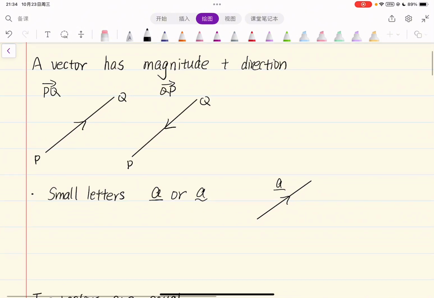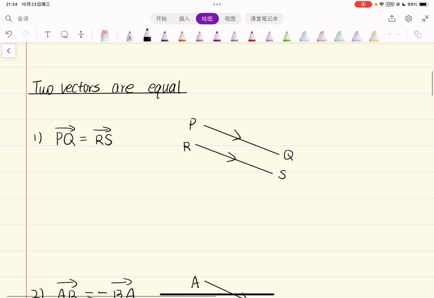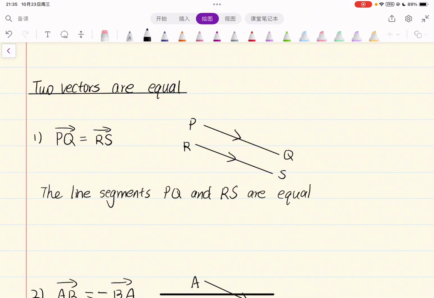If we say that two vectors are equal, for example here, that vector PQ equals the vector RS, which means the line segments PQ and RS are equal in length and are parallel.